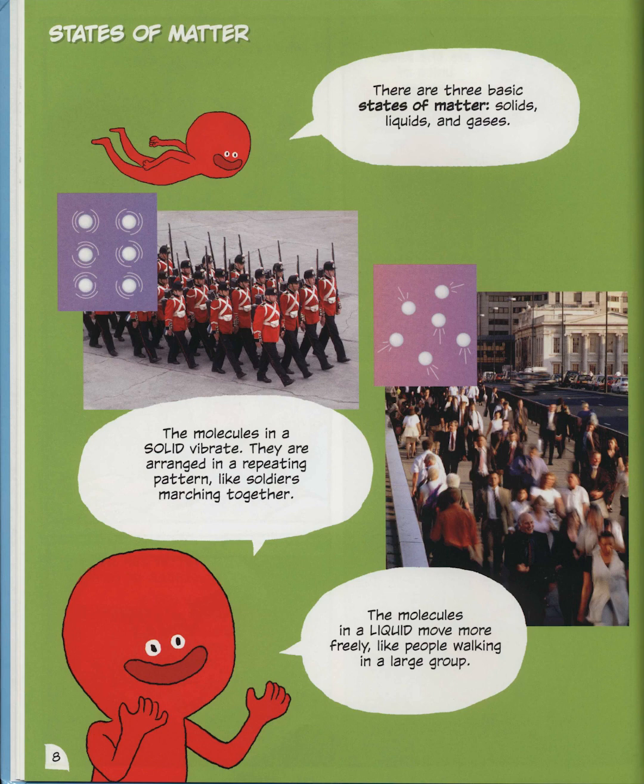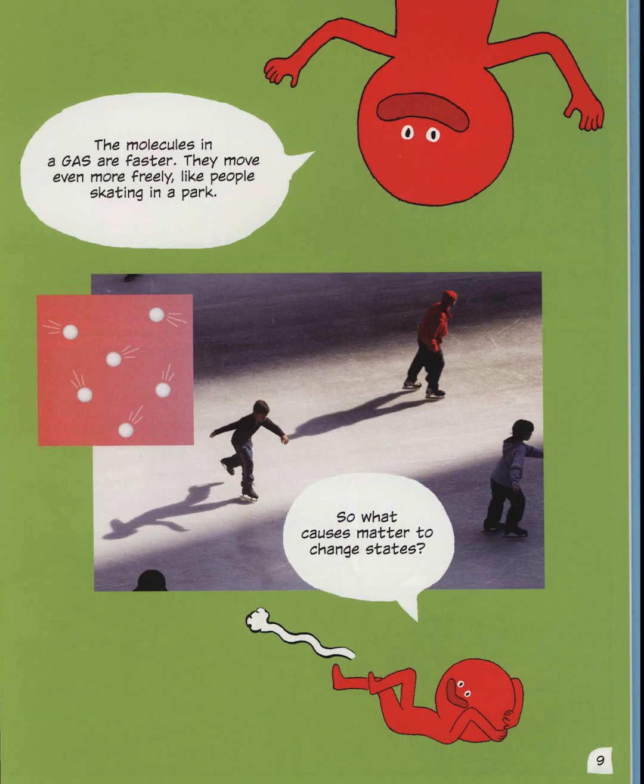The molecules in a solid vibrate. They are arranged in a repeating pattern like soldiers marching together. The molecules in a liquid move more freely, like people walking in a large group. The molecules in a gas are faster. They move even more freely, like people skating in a park.